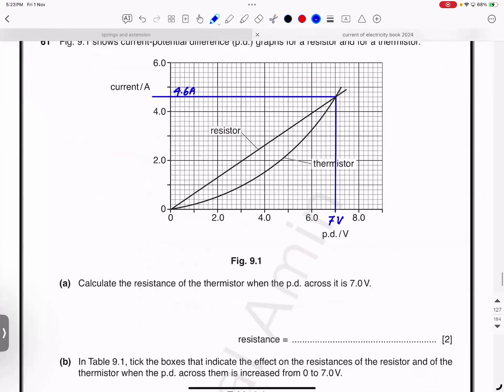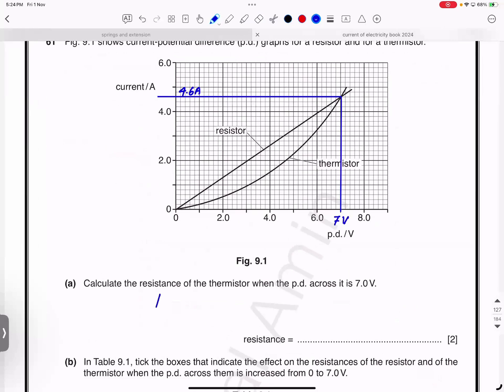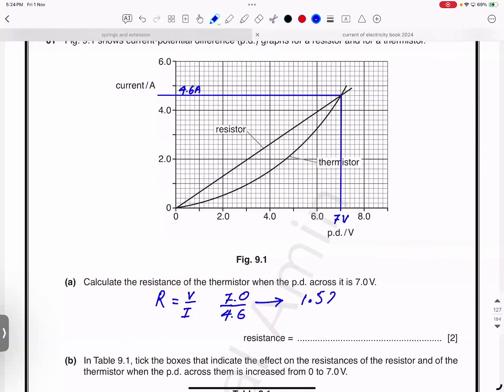Amperes. So resistance of the thermistor, R is equal to V over I. Voltage is 7. Current is 4.6. 1.52. We do not say combined digits after decimal. That's a wrong mathematical interpretation. That's absolutely wrong, my dear.